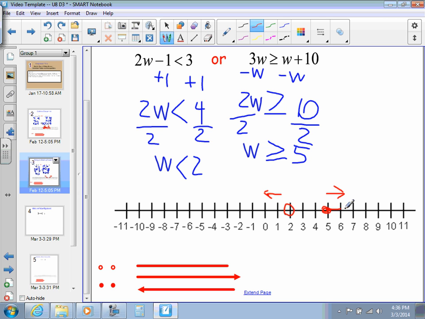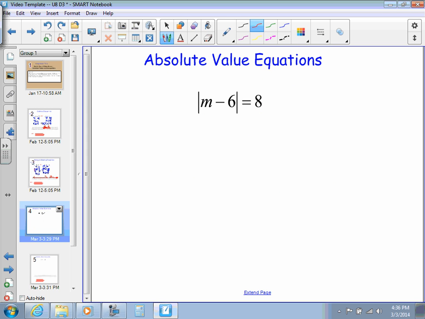So what do we have? We have an arrow going that way and an arrow going this way, again, moving away from each other. That's the reason that we need the "or" instead of "and": we can't satisfy both at the same time.